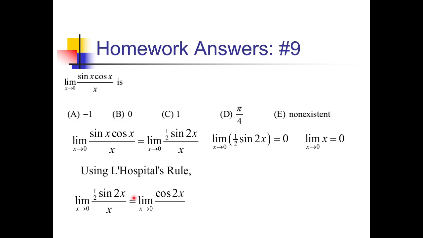And then derivative of x is going to be 1. So if I plug in 0 for x, this is going to be a cosine of 0, which is just 1. And 1 divided by 1 is 1. So that very quickly gives me choice C.